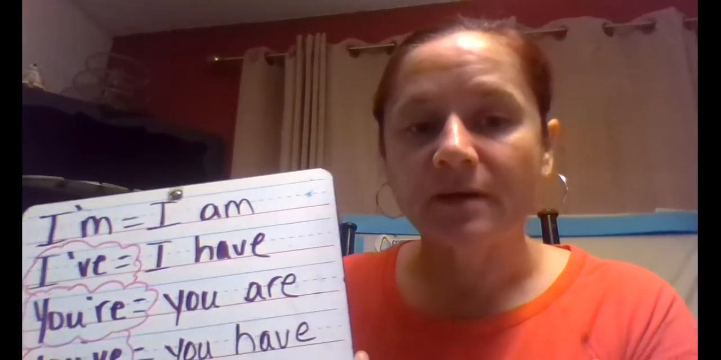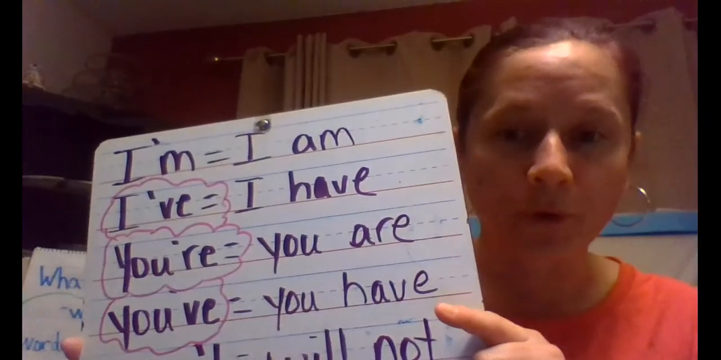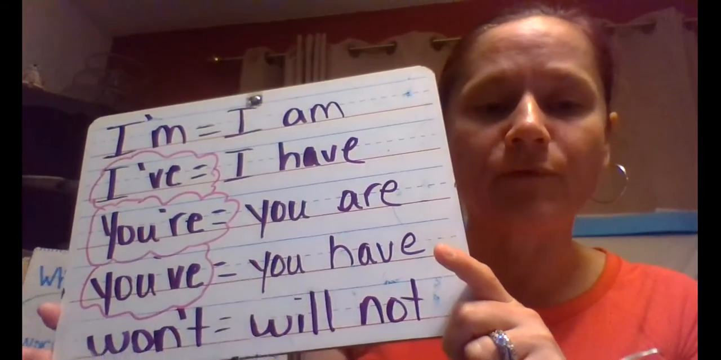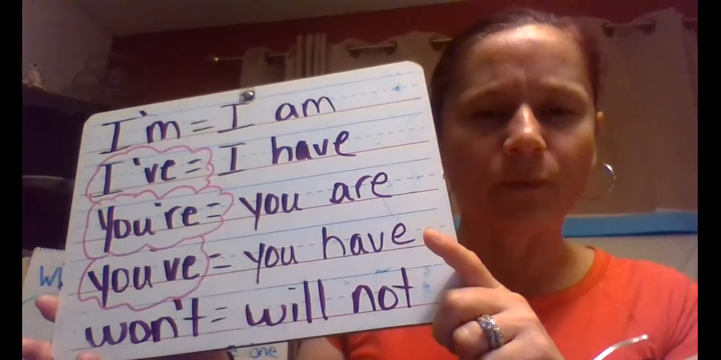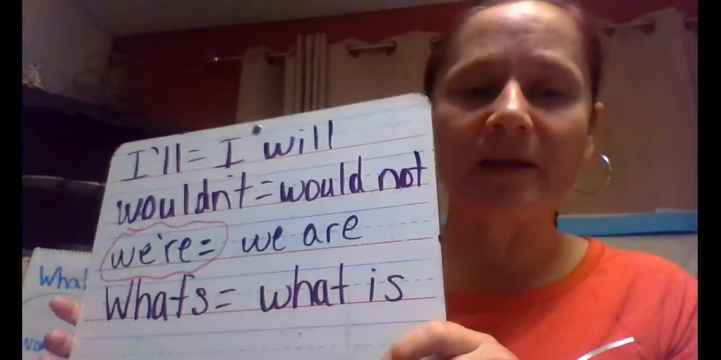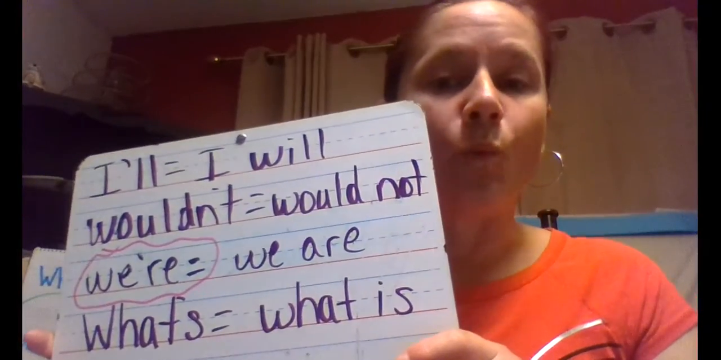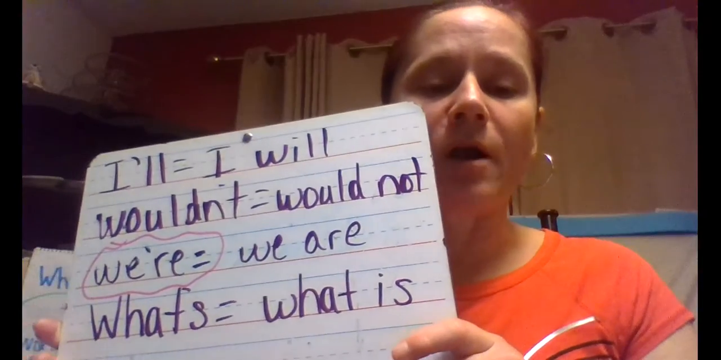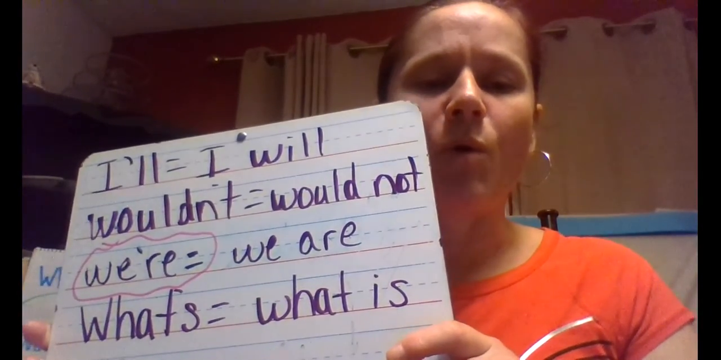I'm, I am, I've, I have, you're, you are, you've, you have, won't, will not. That's always a tricky one for me because there's no won't over here at all. And then I also saw I'll, I will, wouldn't, would not, we're, we are, what's, what is.